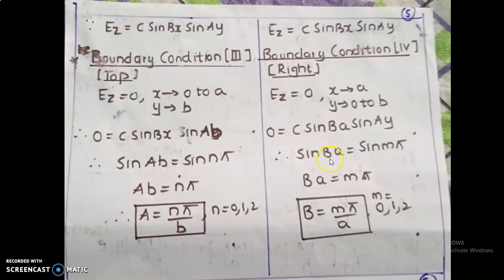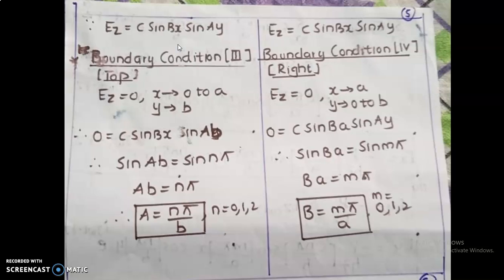So sin BA equals 0, but instead of writing 0, I can make it sin m pi, as I used sin n pi here. So definitely I am going to use another letter called m, instead of sin n pi. Once you equate, we are going to get B also. So what we have done here is that we got the equation of Ez over the boundary conditions.